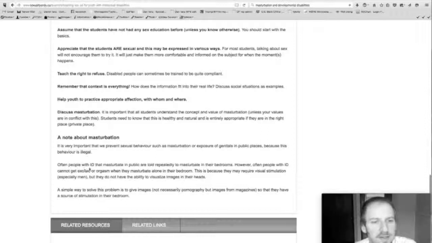Often people with ID, with ID as intellectual disabilities, that masturbate in public are told repeatedly to masturbate in their bedrooms. However, often people with intellectual disabilities cannot get excited or orgasm when they masturbate alone in their bedroom. This is because they may require visual stimulation, especially men, but they do not have the ability to visualize images in their heads. Who wrote this? A simple way to solve this problem is to give images, not necessarily pornography, but images from magazines so that they have a source of stimulation in their bedroom.